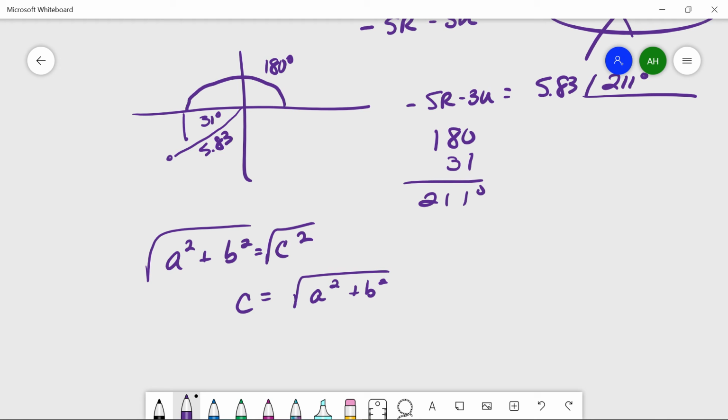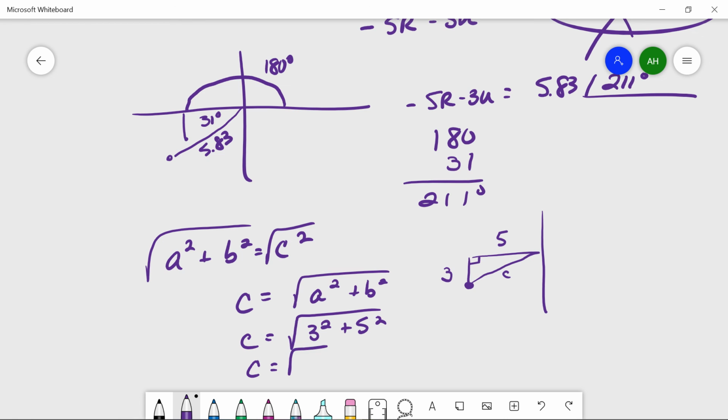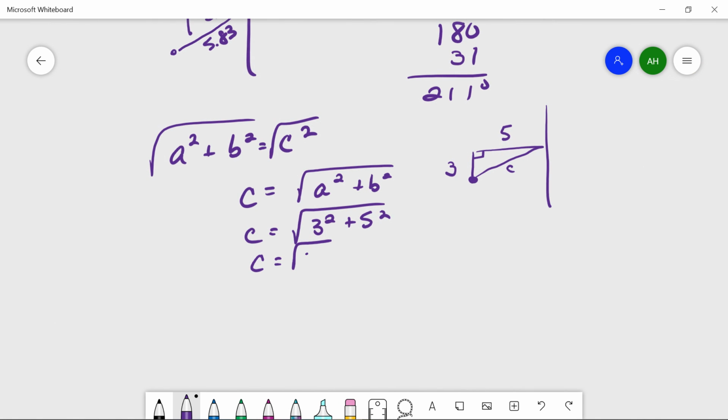Remember up here, I had this triangle when I plotted that point right there. Remember when I plotted that point, this was 3 and this was 5? Think about the fact that this is a right triangle, so I could use the Pythagorean theorem also to solve for that hypotenuse. Remember that c winds up being the hypotenuse. So c equals the square root of 3 squared plus 5 squared. This is going to tell me that c equals the square root of 34.